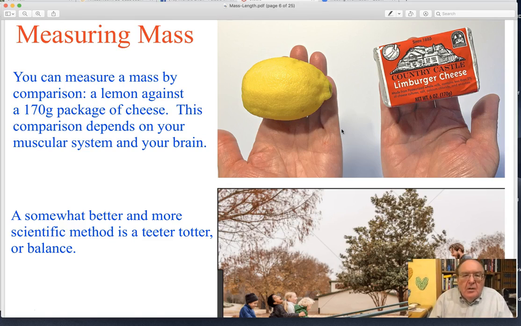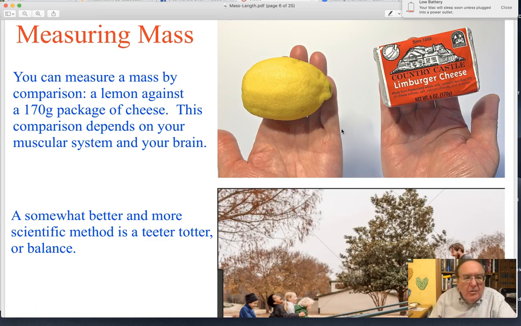So how do you measure mass? Okay, what is mass? Well, first off, you've already measured mass many times without maybe realizing it. You can measure mass by just doing a balance with your hands. I mean, here's some Limburger cheese that has a mass written on it of 170 grams. So you can compare that to a lemon and make a guess how much the lemon weighs.